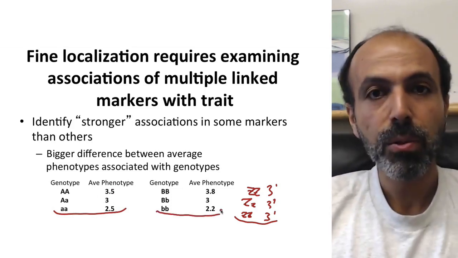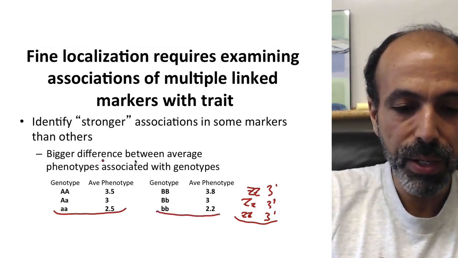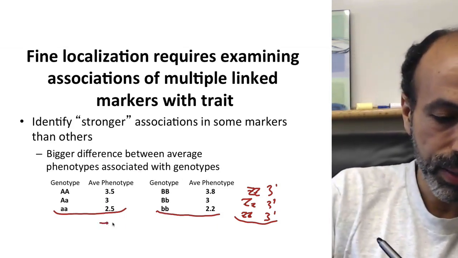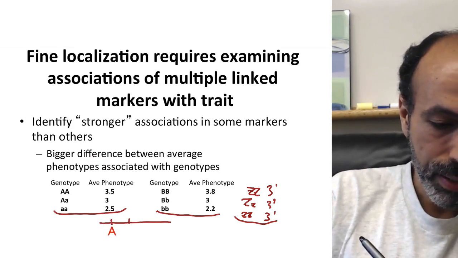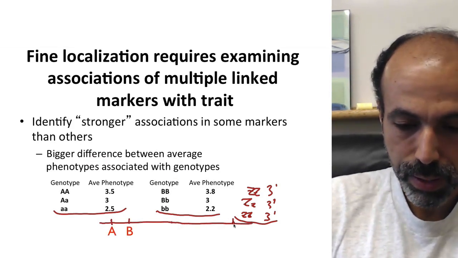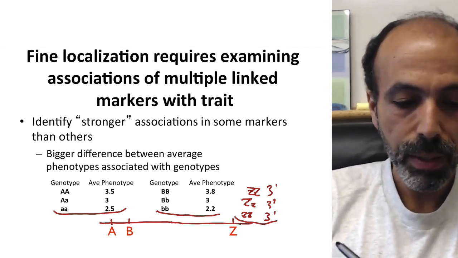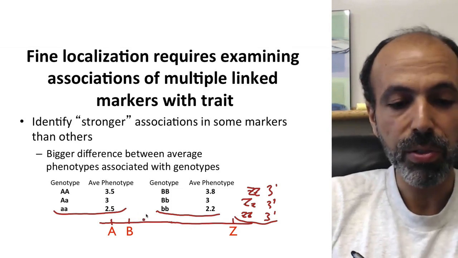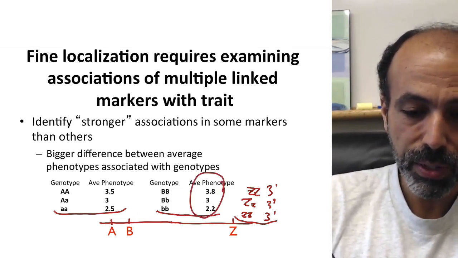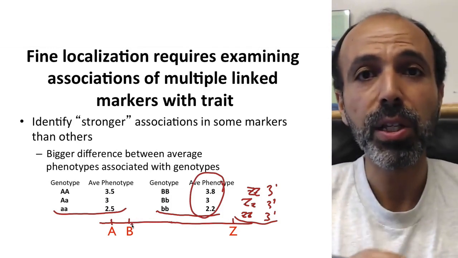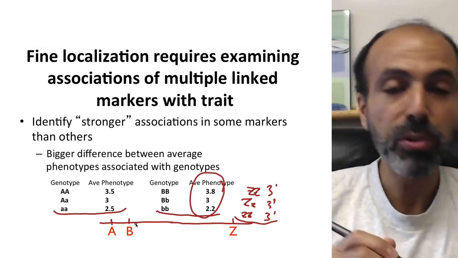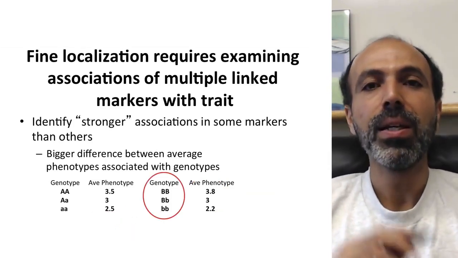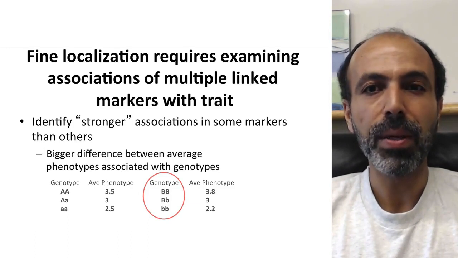Here's a B1. Well, if you look at this B1, there's actually a bigger difference between the average phenotype associated with the genotype. So let's assume that A and B are near each other. Let's say here's A, here's B, and let's say Z is very far away. If we see this, we say, okay, A has a weak association, B has a stronger association, right? Because we see this bigger average difference. We might infer that the gene causing this difference in height is probably closer to B than it is to A. So essentially we want to focus in near this marker B.